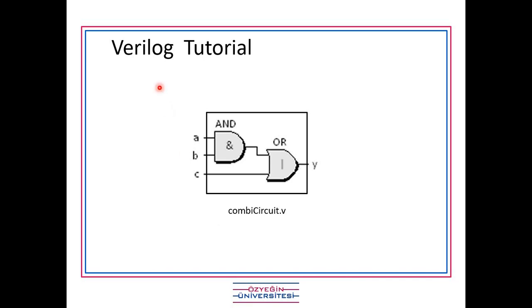So this is our first. Let's go to our first design. So this is the circuit we have here. The circuit is shown like this: A and B or C is equal to Y. So whatever inputs are coming here, they pass through the gates and then give us the output Y. This is the normal way that we do in the lab. So I give a name to design it in Verilog: combi circuit.v, combinational circuit.v. This is my design, and I want to design this in Verilog.